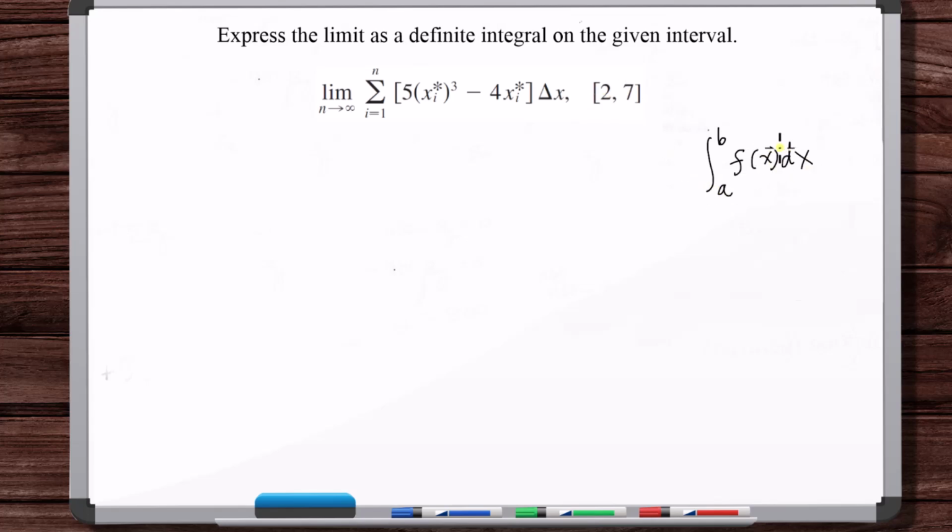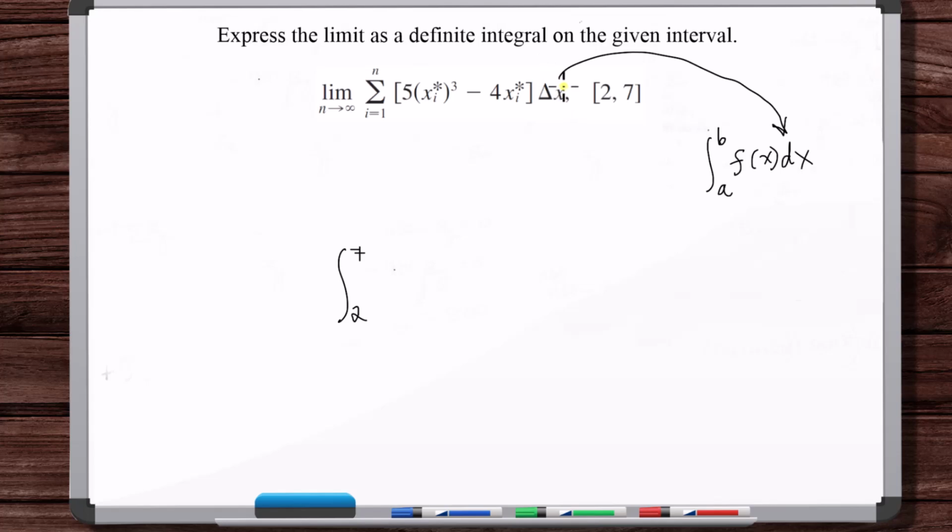But what's a little more challenging is, what do we put for f of x? dx is easy. You just put whatever the independent variable is. But what are we going to put as f of x here? That's the challenge. So the limits of integration are 2 to 7. But what is f of x going to be? Well, we see we've got these x i stars. Here, this is delta x. This is like the dx. This is the width of the rectangles. They're all the same.